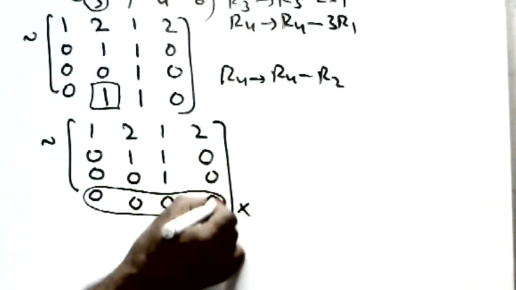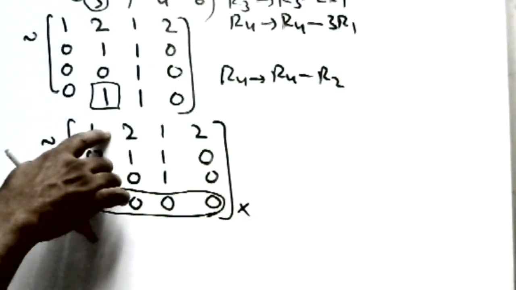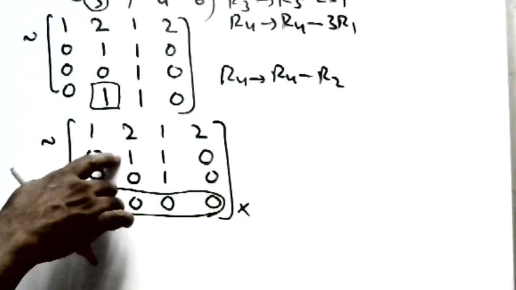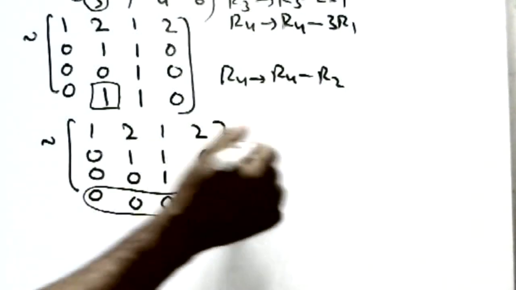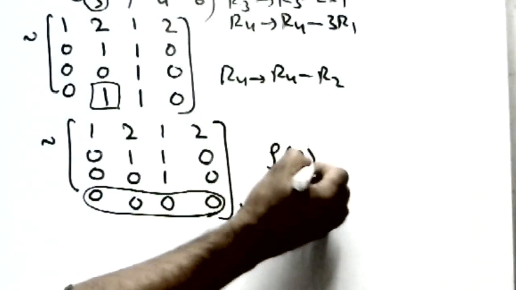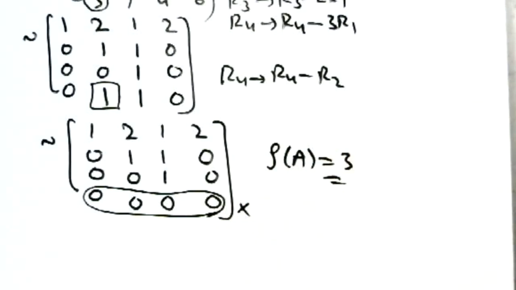So we do not count this row. These all are zeros, so we do not count this row. So here we have a non-zero row. This is also non-zero. This is also non-zero. So 1, 2, 3. The rank of A will be 3.